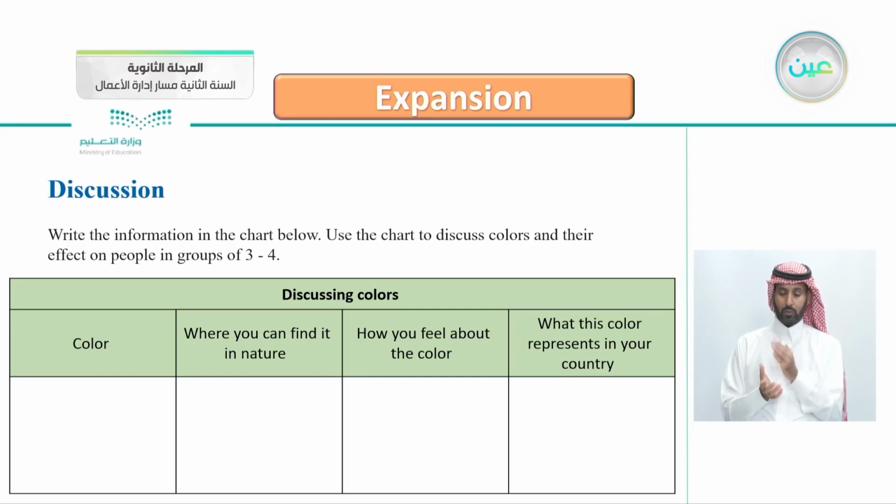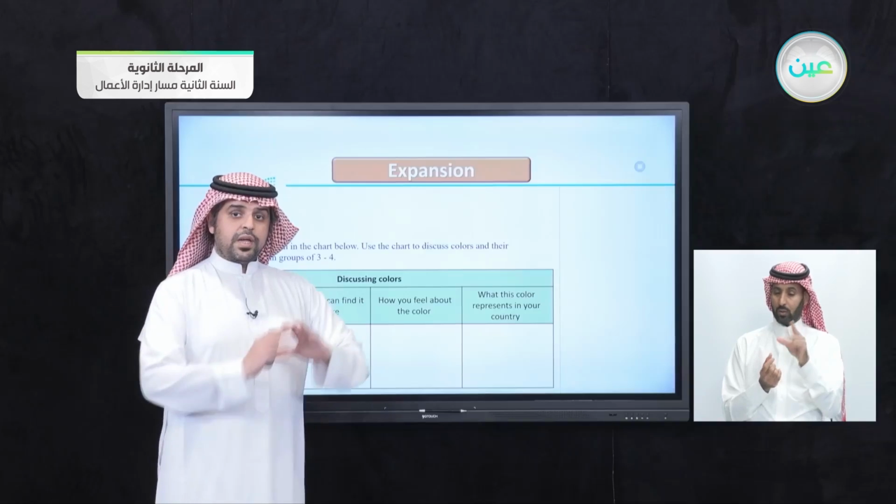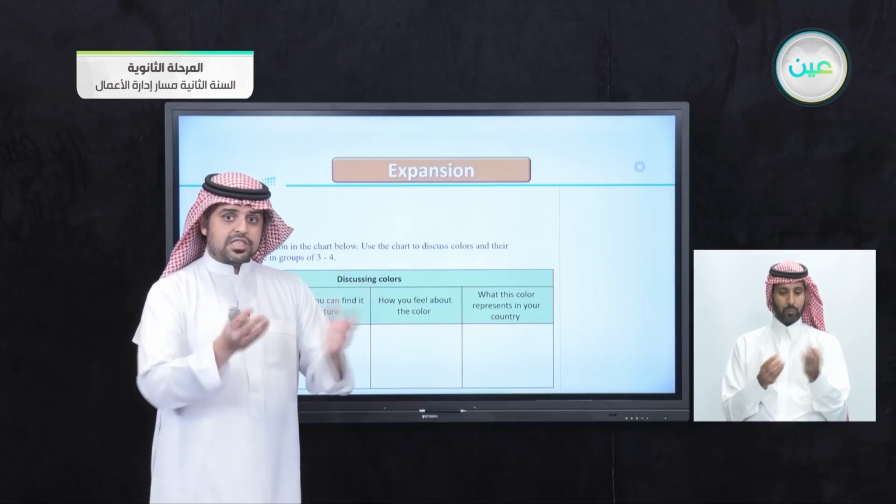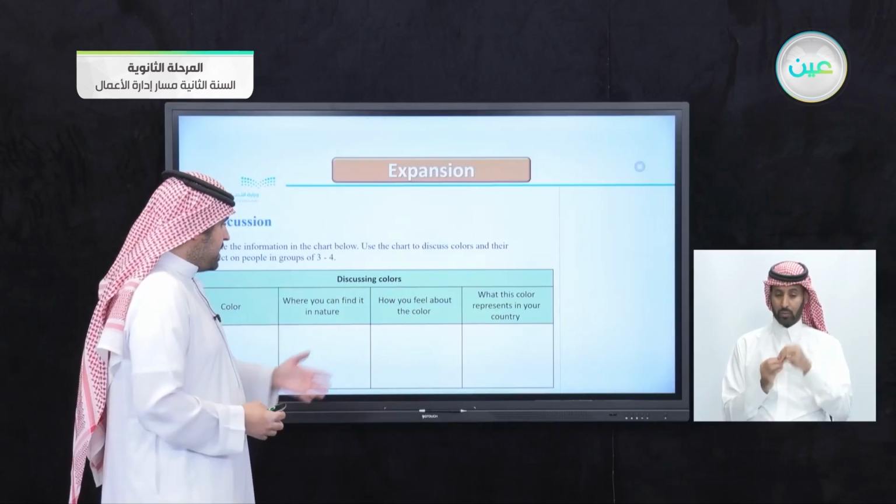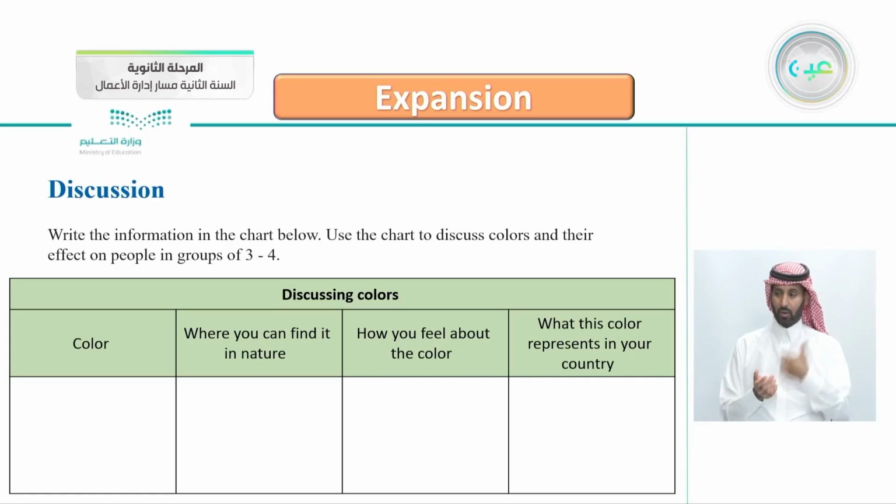You are discussing colors here. In the first column, you write the color and where you can find it in nature. When you choose the color, where can you find this color in nature? Where do you see it in nature? How do you feel about this color? This is an important question.